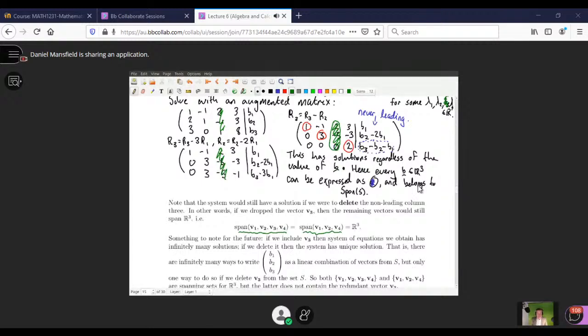We can note that if you include V3, then you obtain infinitely many solutions. And if you delete it, then the system has a unique solution. That's going to become important later. So that's the nature of what you were getting on before, Christopher, where I said that was irrelevant. It's irrelevant now. It becomes relevant later. So I shouldn't have been so harsh on you.